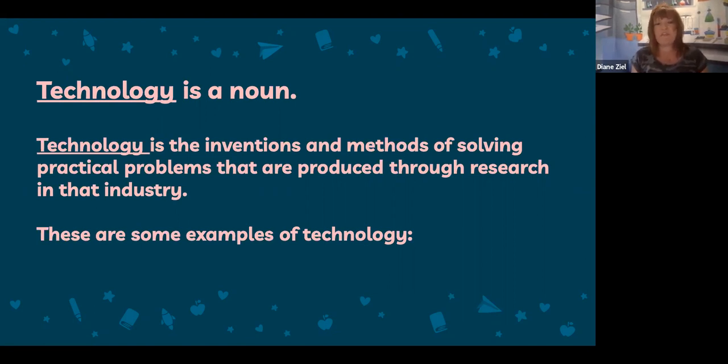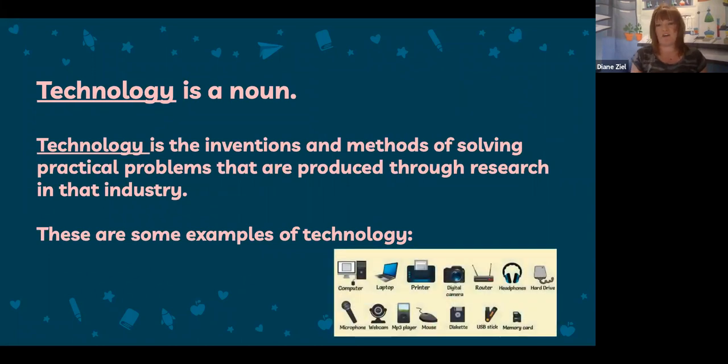So very often we think of technology as electronics, things that have to be plugged in. So I bet when I said the word technology to you, these are the kinds of things you think about. Computers, cameras, phones, memory cards, headphones, all the things that we plug in that need electricity and that we consider electronics. When you say the word technology, that's automatically what you think of.